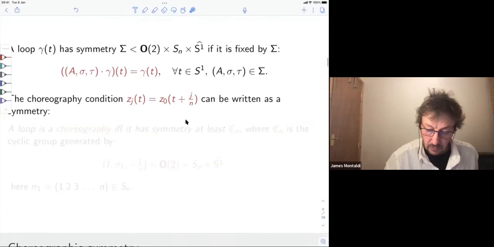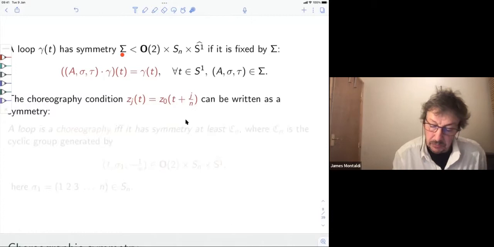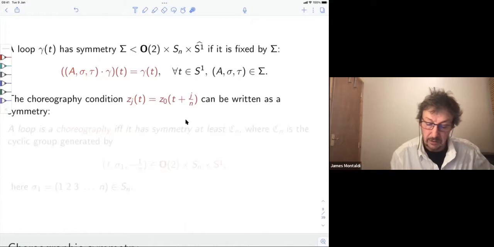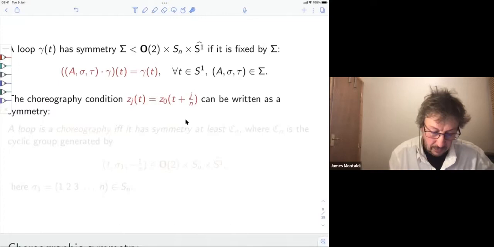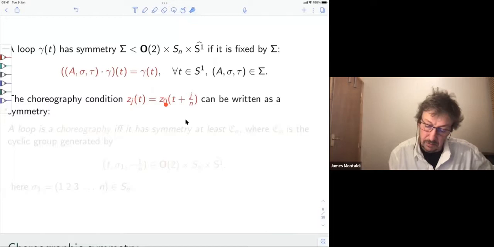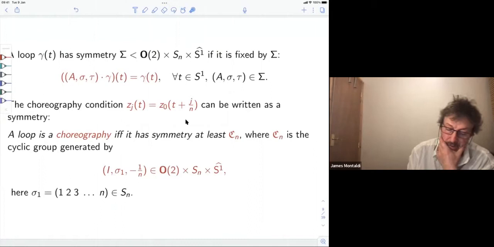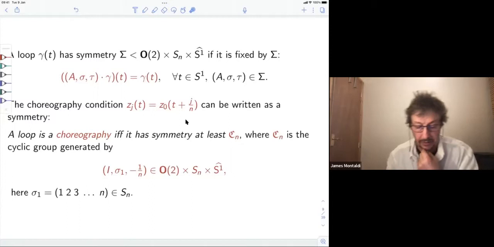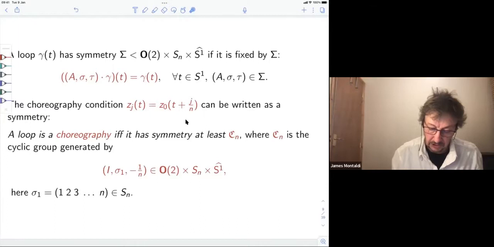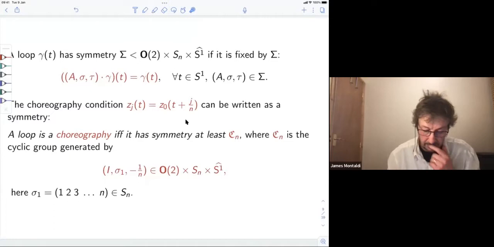And of course, the loop has some symmetry group. Sigma means it's fixed by that group. So the action of an element gives you the same loop. In particular, the choreography condition, which was that each of the particles is following the same curve with a time delay, can be written as a symmetry element, an element of this group. So the identity, permutation, cyclic permutation 1, 2, 3 up to n, and a phase time change of one nth of a period. Period is one overall. If they're fixed by this transformation, it just says that each particle is following: Z1 follows Z2, Z2 follows Z3, and so on, with a 1 over n delay.